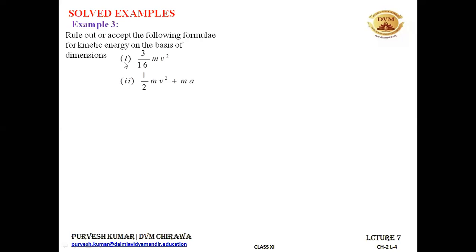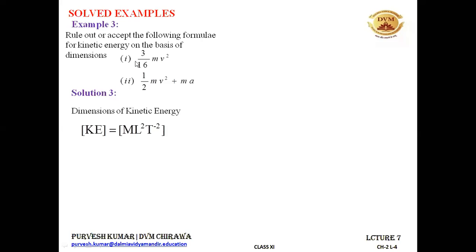So first, we need to find the dimensions for kinetic energy. Kinetic energy is the left hand side term, so we can write kinetic energy equal to this, or kinetic energy equal to this. First I'm going for this one. The dimensions for kinetic energy are ML2 t minus 2. Kinetic energy is a kind of energy, and energy has the dimensions of work done, that is ML2 t minus 2.